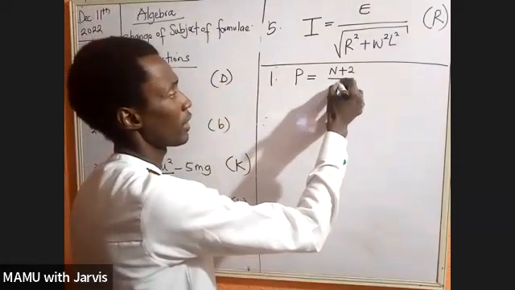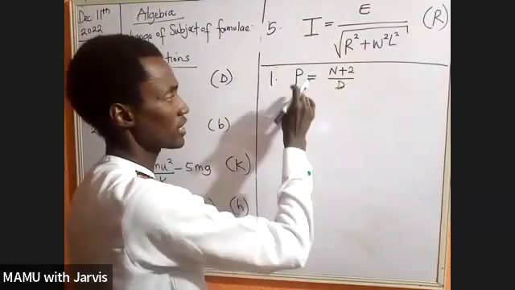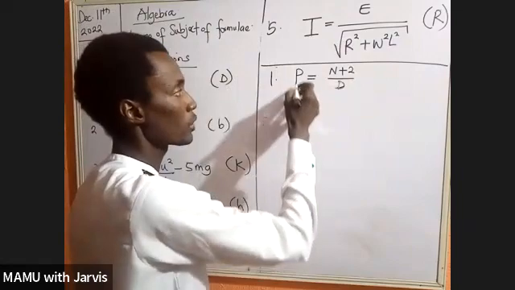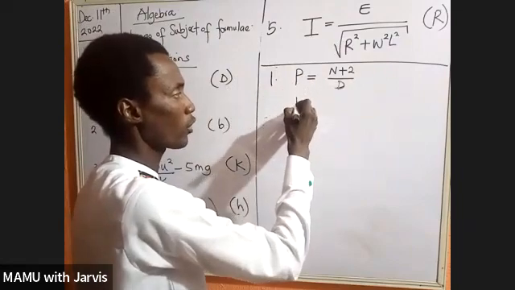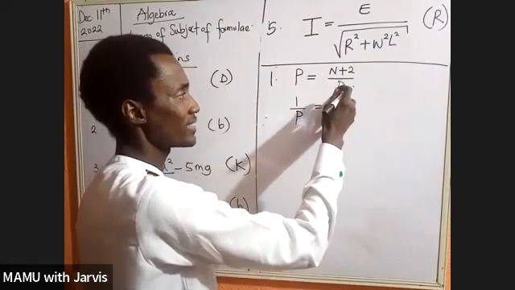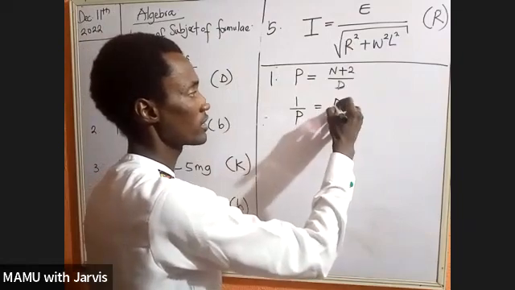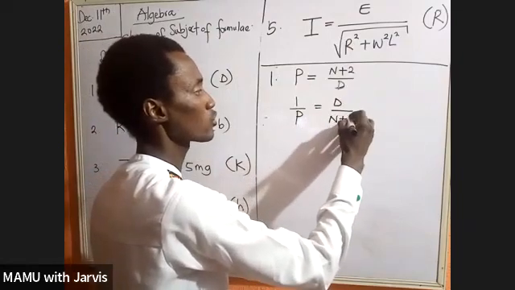Now, I can turn this. If I turn this, I must turn this. So P could now be 1 over P, and D could now be D over N plus 2. Wait, I thought you only do that when there's exponents, a negative exponent.